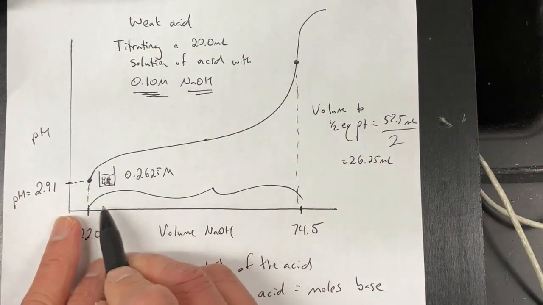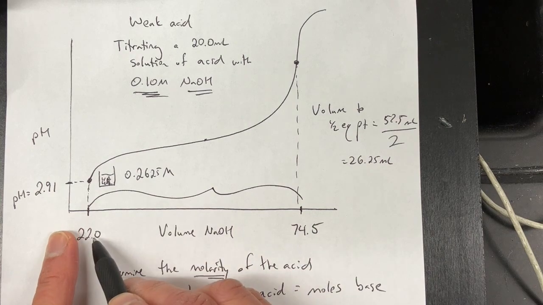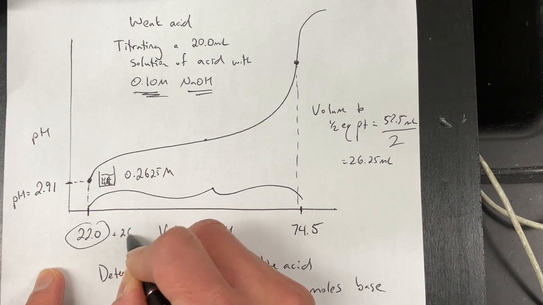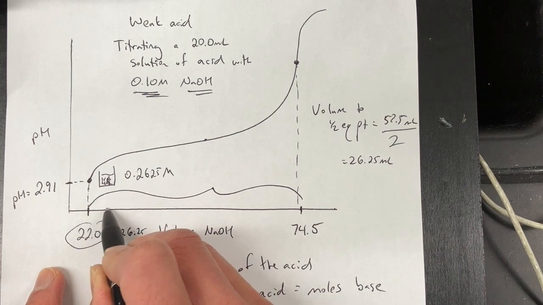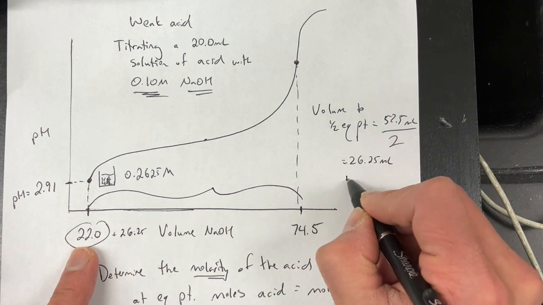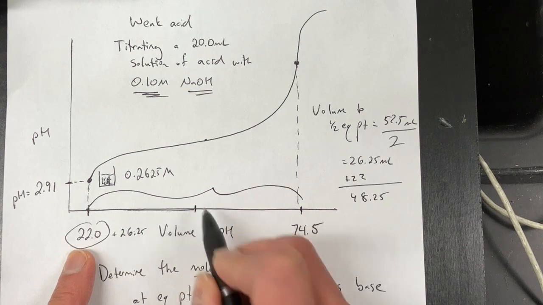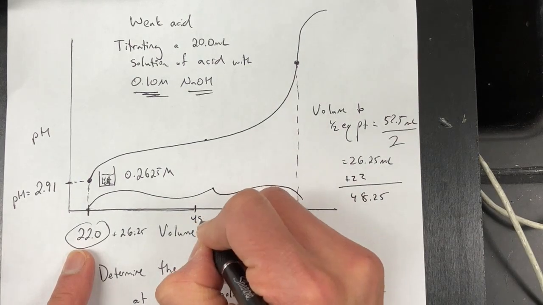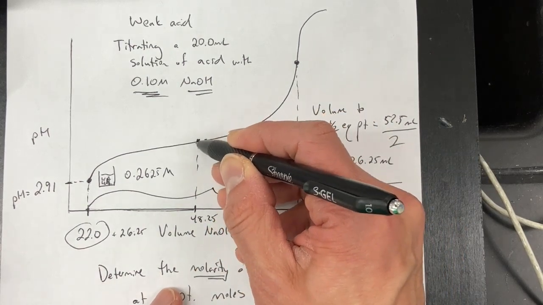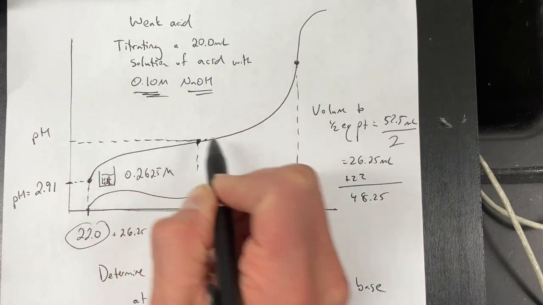Well, 26.25 is going to be around here, right? But remember, I got to add this on to 22. So you take 22 and you add 26.25 because it's halfway from this point. So that'll be 48.25. So 48.25 would be right around here, halfway. So on your graph, you estimate it and you go up. Sorry, I drew this wrong, but right here would be your half equivalence point. And that's the pH right there.